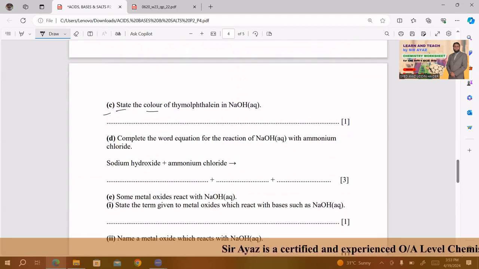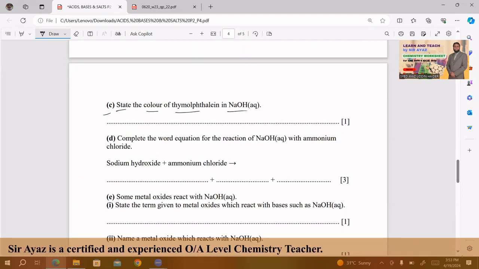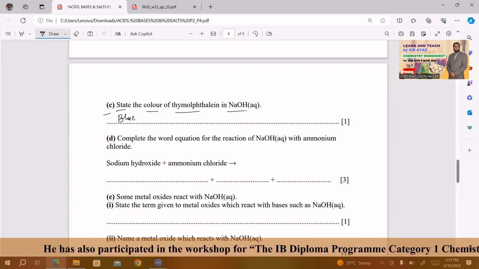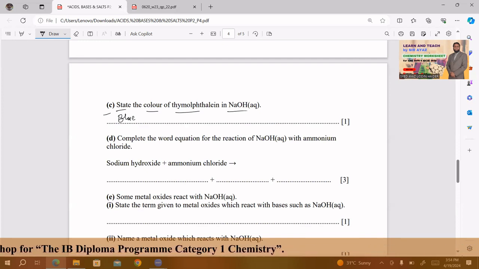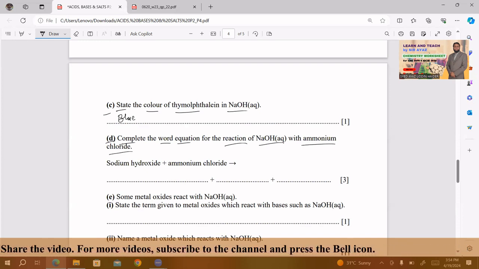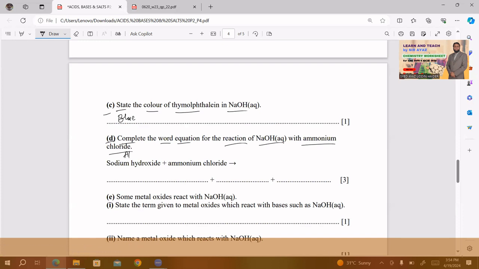C. State the color of thymolphthalein in NaOH aqueous. This is something you have to learn by heart. It's blue in color. For acids, thymolphthalein will show a yellow color. D. Complete the word equation for the reaction of NaOH aqueous with ammonium chloride. Here's a word equation. This is a reaction between an alkali and an ammonium salt. Sodium hydroxide is the alkali, and this one is the ammonium salt.